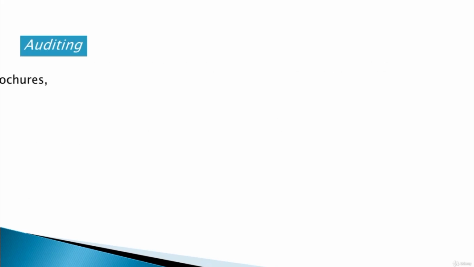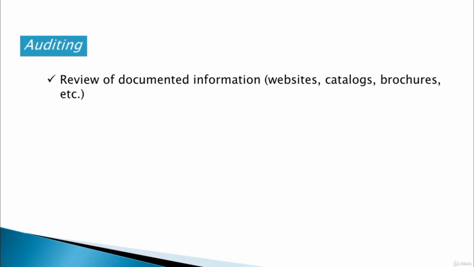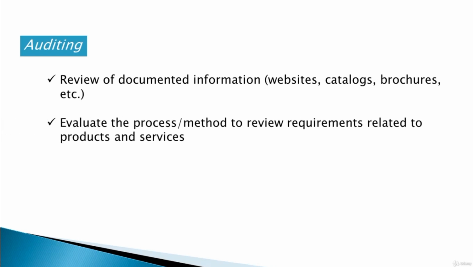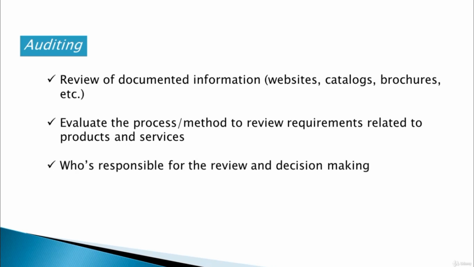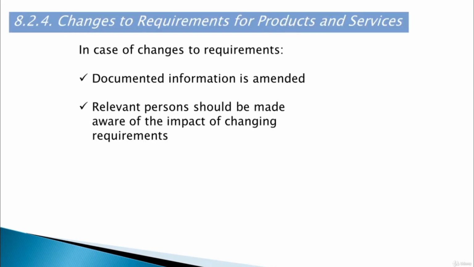Now, as for auditing this requirement, the auditor needs to review any documented information like websites, catalogs or brochures. The auditor needs to also evaluate the process or the method used to review the requirements related to products and services. And also the auditor needs to understand who's responsible for the review and decision making in providing products and services. If any changes to the requirements for the products and services happen, like maybe any orders change, the organization is required to track and document that.